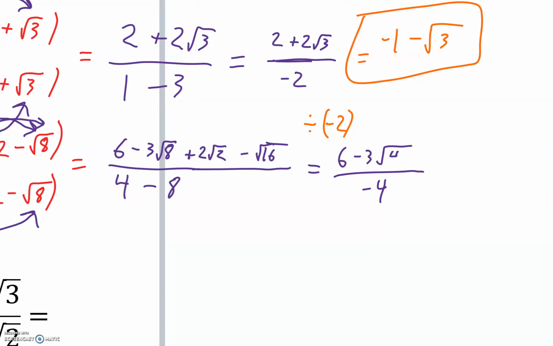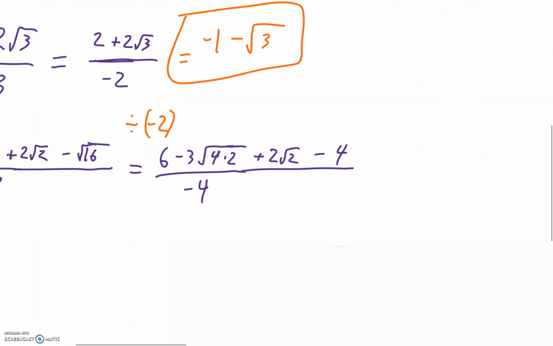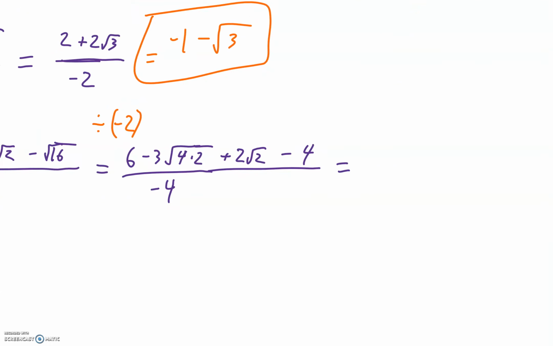So this would be 4 times 2 plus 2 root 2 minus, and the 16 is actually just 4, so we can just put that in right away. Okay, and now we can see that this term here allows us to take the 4 out, and then we just have a root 2. So this would be 6 minus 6 root 2. So that's the reason why there's a 6 there: the 3 and the 2 are multiplying. The 2 from the root 4 are multiplying.